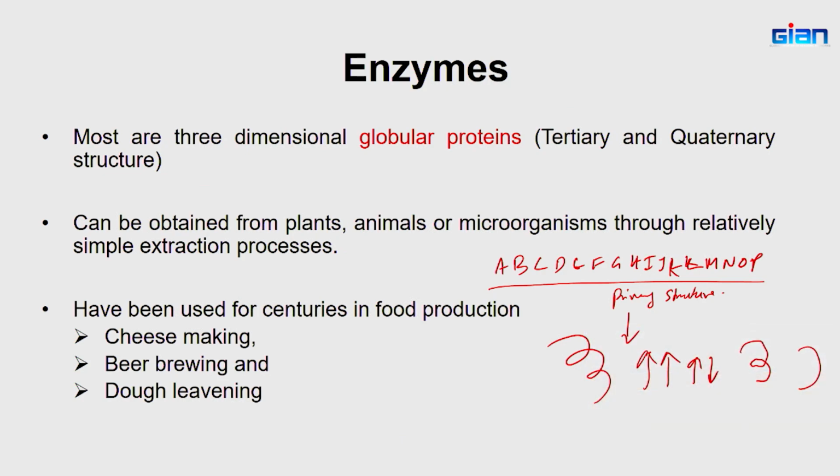Now, most enzymes can be obtained from plants. Enzymes can be obtained from plants, from animals and microorganisms through relatively simpler extraction processes. They have been used for centuries in the food production process, for cheese making, beer brewing, and dough leavening. What other applications of enzymes do you see in the food sector?